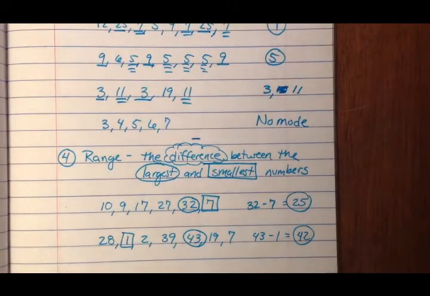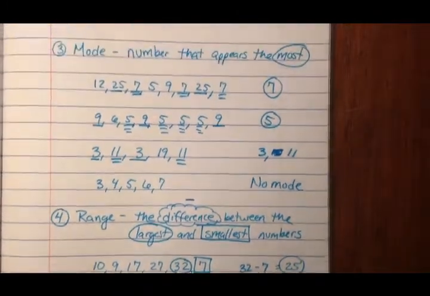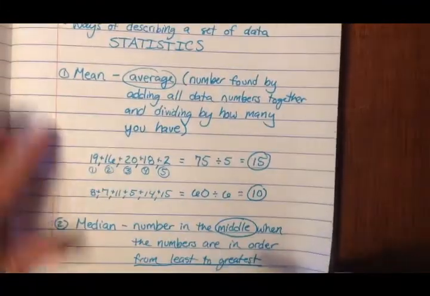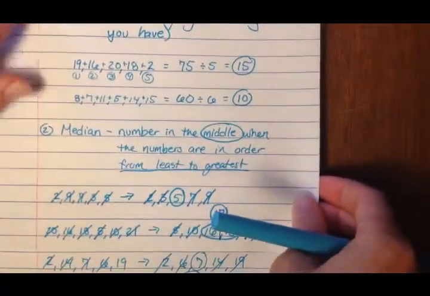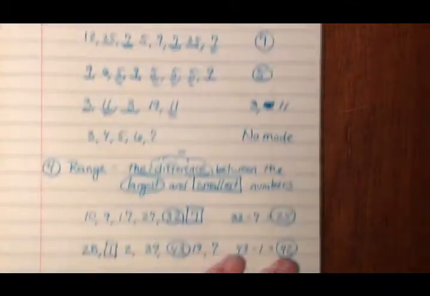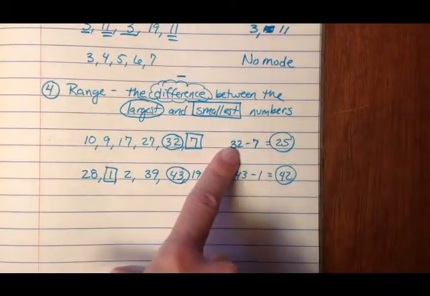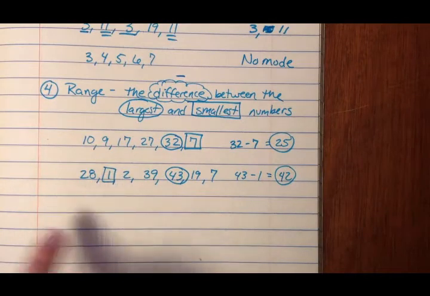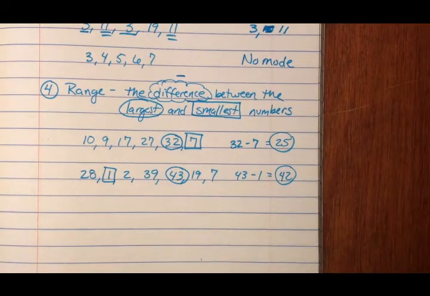So for all of these sets of data and for all of these definitions, you want to have your notes next to you because certain questions are going to ask you to find the mean. Some questions are going to ask you to find the median. Some questions are going to ask you to find the mode. Some questions are going to ask you to find the range. And you're going to need the definitions next to you so you know exactly what the question is asking you for.